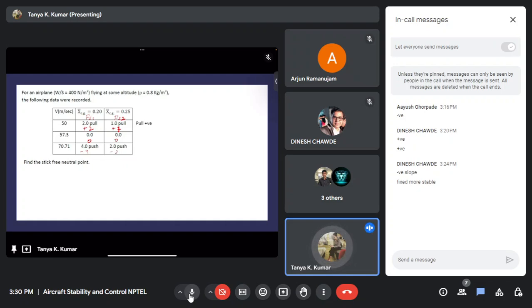Now they've asked us to find the stick-free neutral point. Can you take a moment or two to come up with how do you solve this? So before that, how were neutral point and stick-free neutral point defined? What was neutral point? How was it defined?